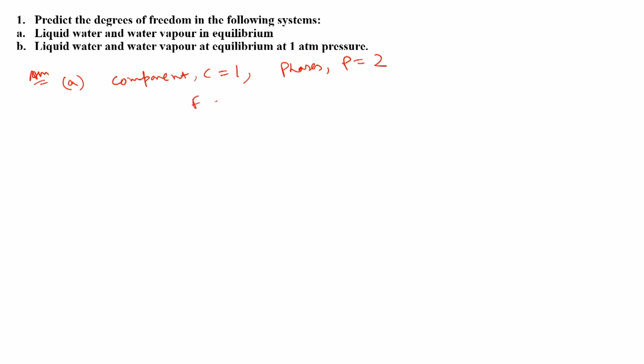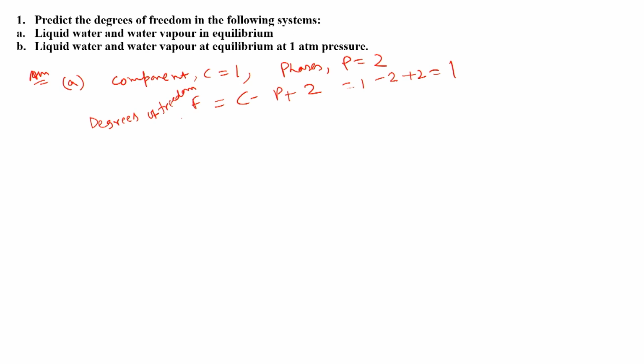So F is C minus P plus 2, where F is the degrees of freedom. One component, 2 phases, so the number of degrees of freedom is 1 here. Okay, so this is along this coexistence line in the phase diagram.